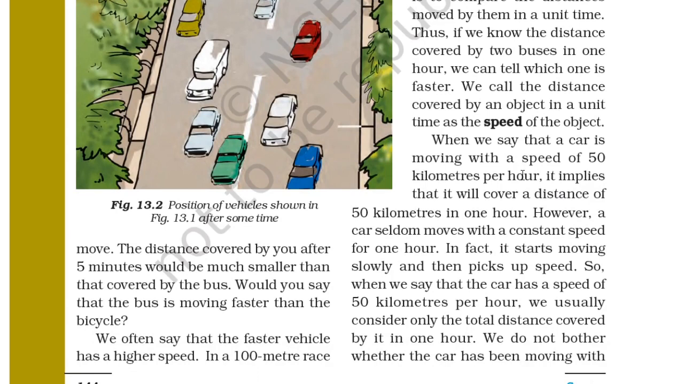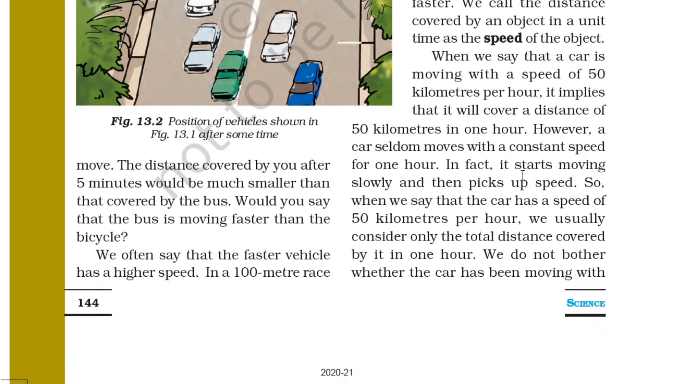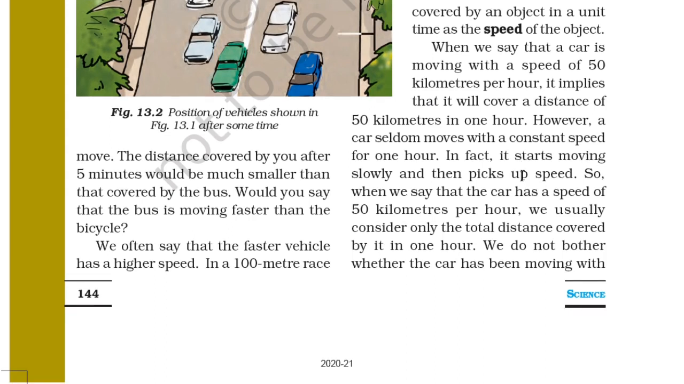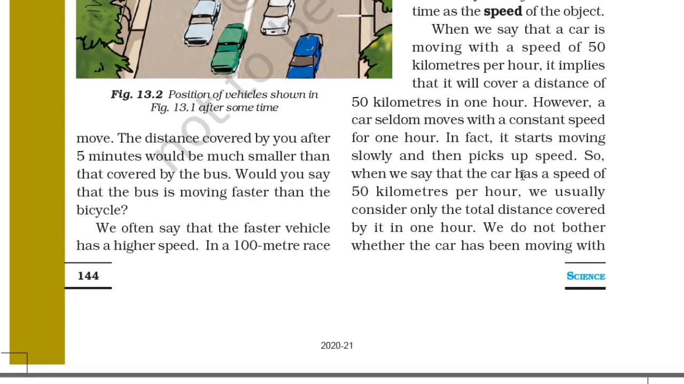So if a car is running at 50 kilometers per hour, it will cover 50 kilometers in 1 hour. However, a car seldom moves with a constant speed for 1 hour. In fact, it starts moving slowly and then picks up speed. So when we say that the car has a speed of 50 kilometers per hour, we usually consider only the total distance covered by it in 1 hour.